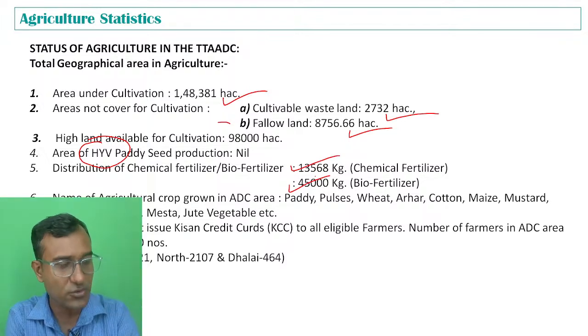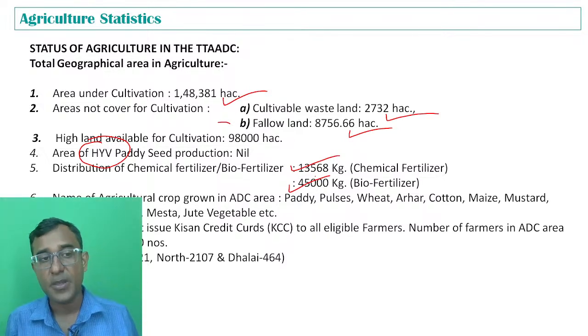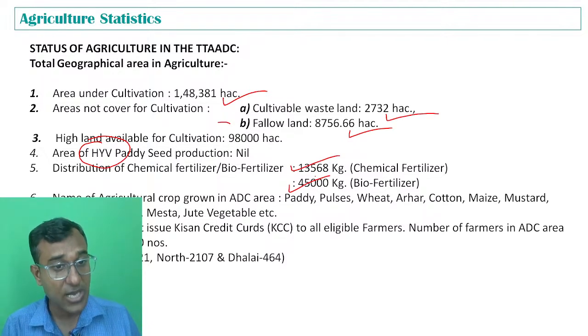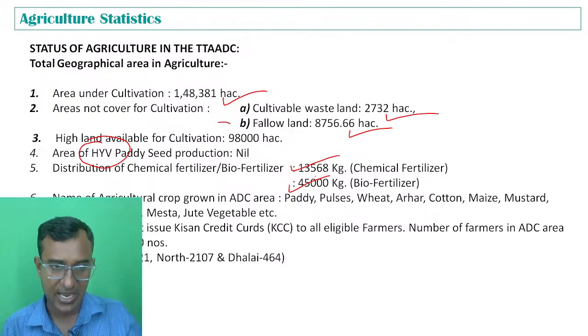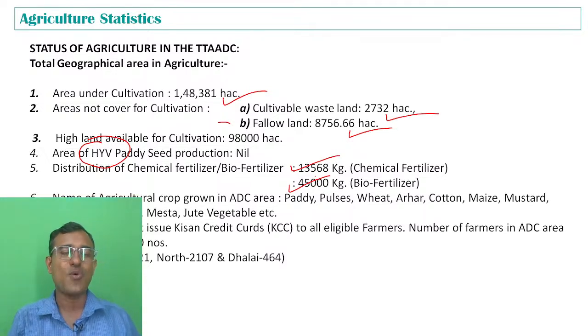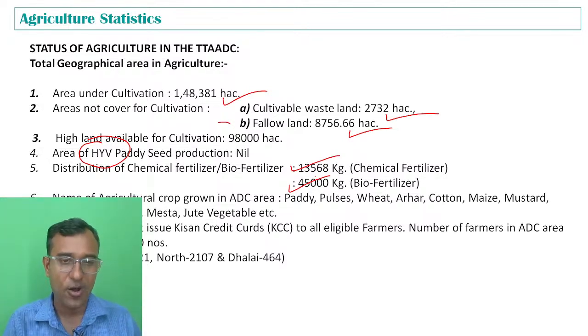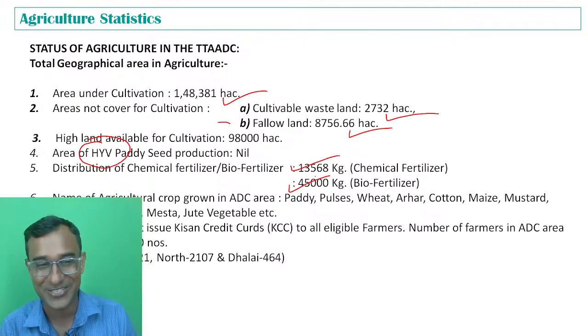Those are paddy, of course, rice and pulses, wheat, arhar, cotton, maize, which we also call bhutta or mokka, mustard, groundnut, sesame, mesta, which is a fibre type of crop, and jute vegetable. So why have they written jute vegetable? The reason is simple. We grow jute, but we don't use jute only for making rope and all, we mostly consume it as a vegetable, and it's a tasty vegetable actually.